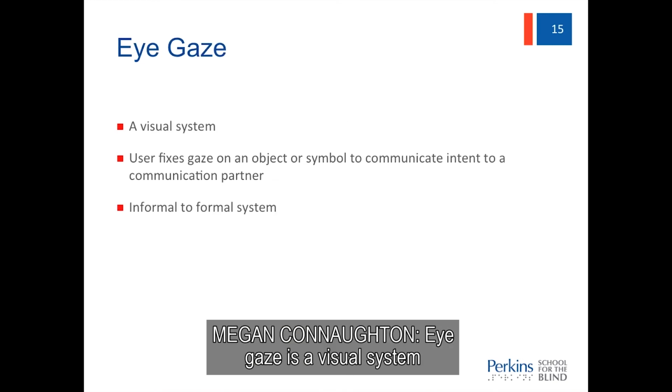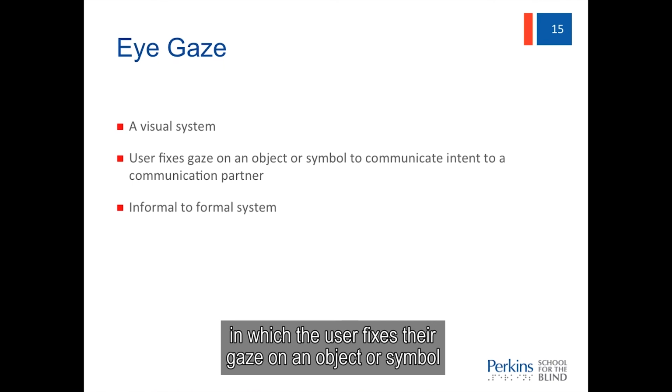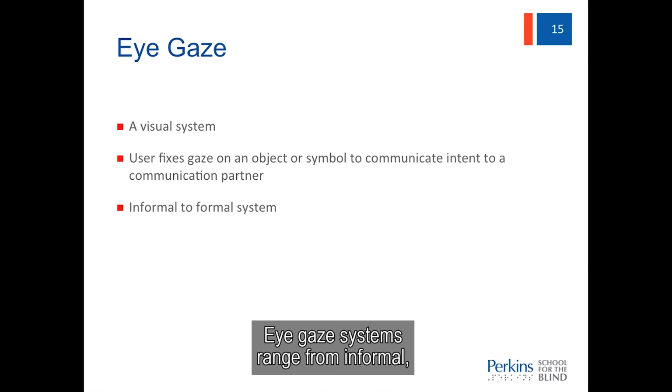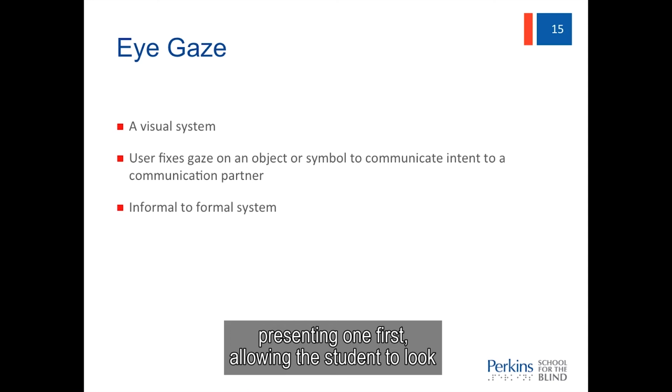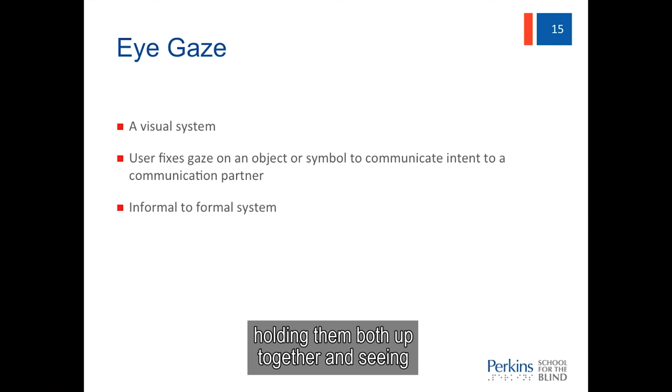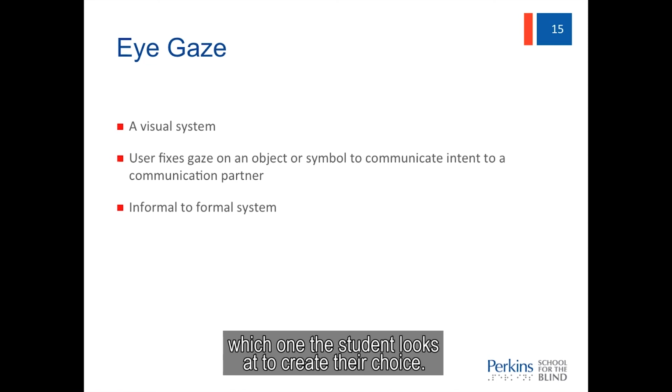Eye gaze is a visual system in which the user fixes their gaze on an object or symbol to communicate intent to a communication partner. Eye gaze systems range from informal, such as holding up two object choices, presenting one first, allowing the student to look, and then presenting the other on the other side, holding them both up together and seeing which one the student looks at to create their choice.